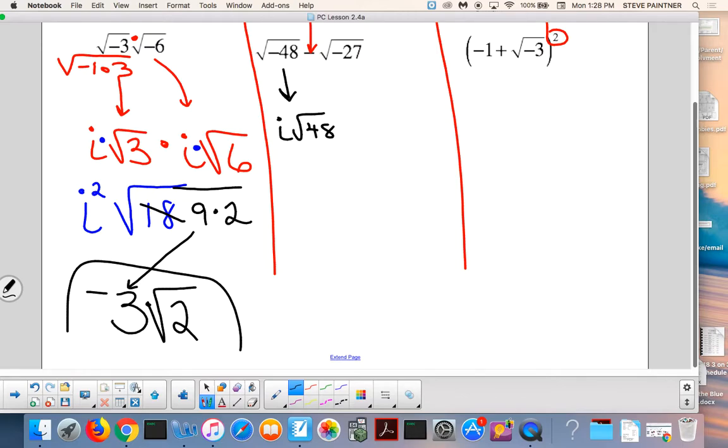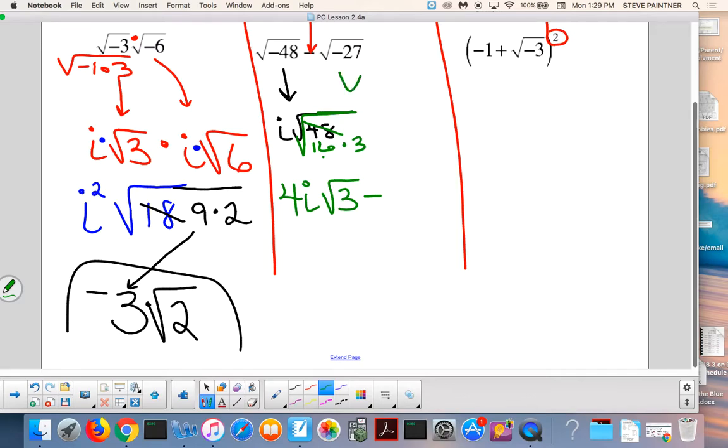Okay. So I think what you're telling me is this: 16 times 3, right? So 48 can be broken into 16 and 3, which means this is what? 4, then i, then square root of 3, right? Subtract the square root of negative 27.